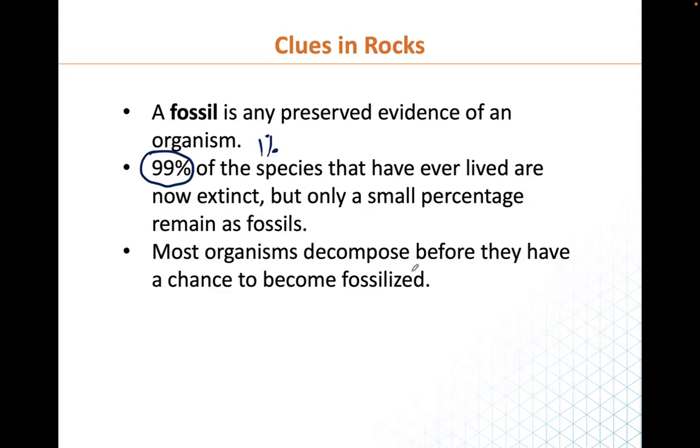Most organisms decompose before they have a chance to become fossilized. What happens is, when an organism dies, if it's not quickly covered by sand and sediment, it's going to decompose. And when it decomposes, everything rots away, and we would not be able to get a fossil from it. So the only time we can get fossils is when the organism dies and immediately we have sediment forming over it. This is when we say we have a fossil.